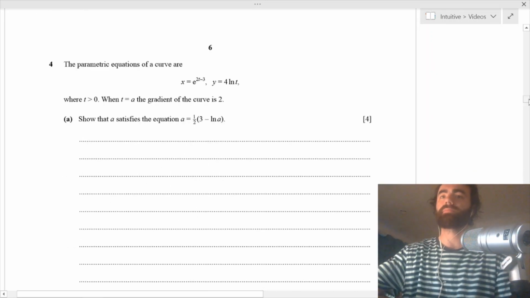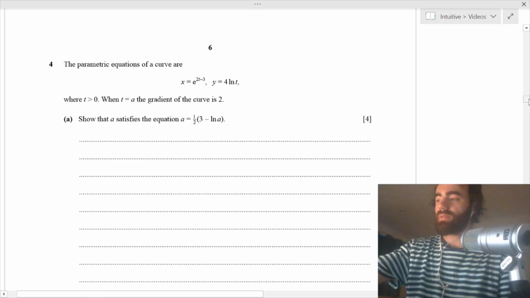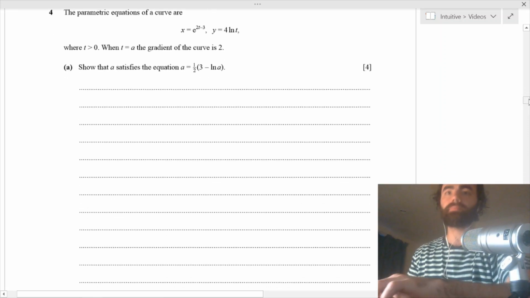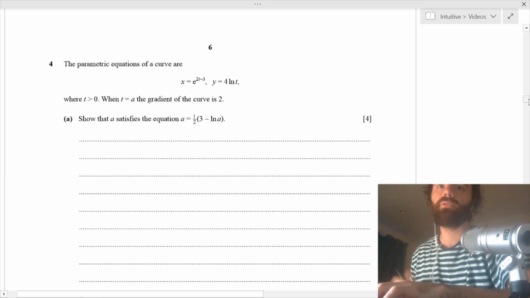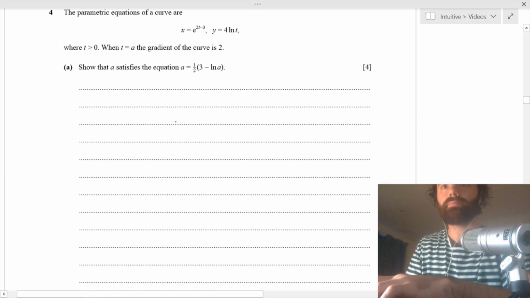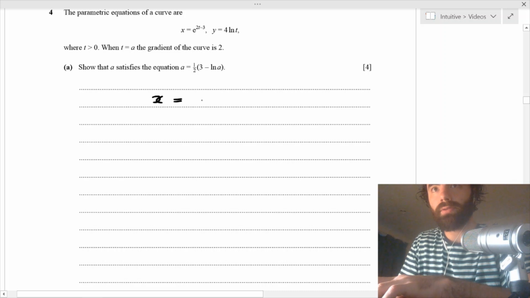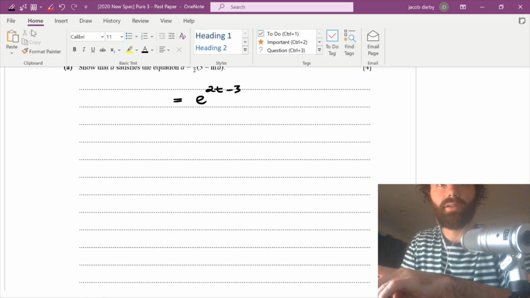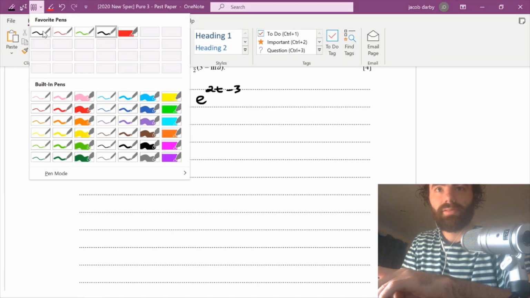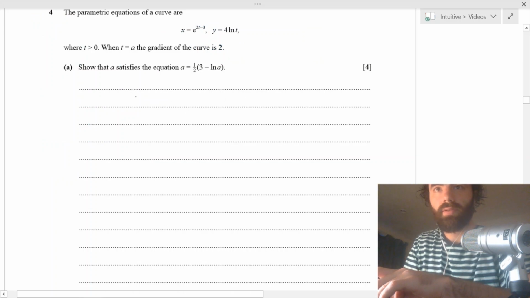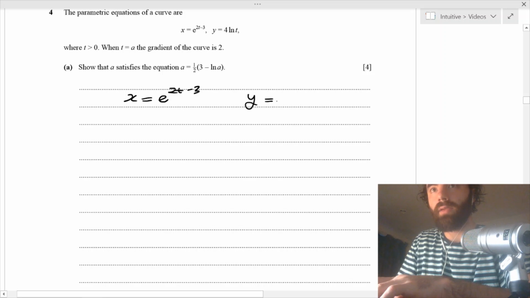Boom, baby. Okay. The parametric equation of a curve is, okay, so we have x equals e^(2t) - 3. This seems a little thick. Let's try that. That looks better, x equals e^(2t) - 3, and we have y equals 4 ln t.